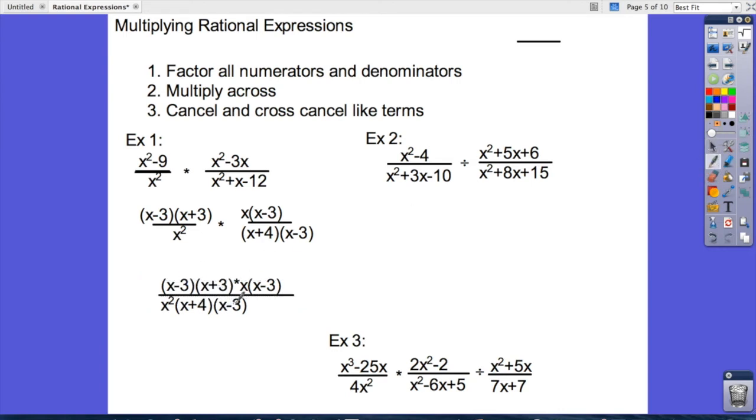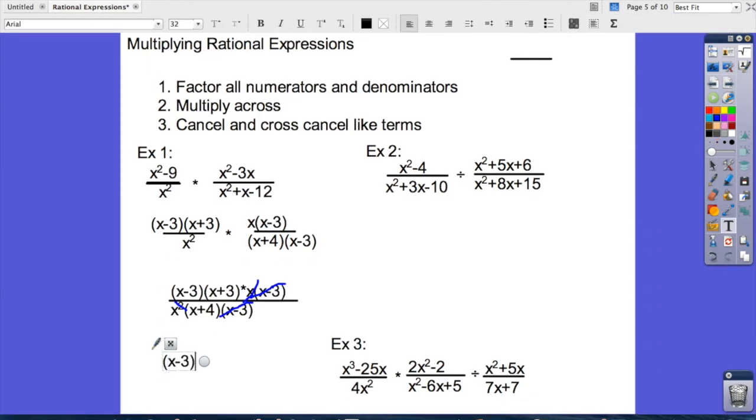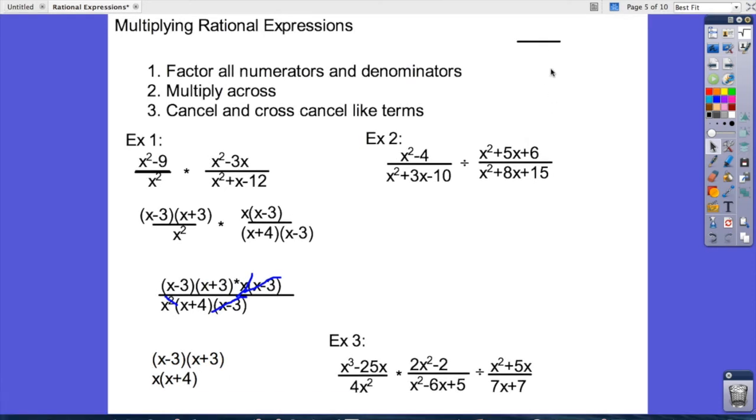So we have an x minus 3 on the denominator, we have x minus 3 on the numerator. We have an x on the numerator, we have an x squared on the denominator, so we can cancel one of them out. And there's nothing else that we can cancel. So our final answer should read x minus 3 times the quantity x plus 3 divided by x times the quantity x plus 4. So that's how we simplify rational expressions with multiplication.